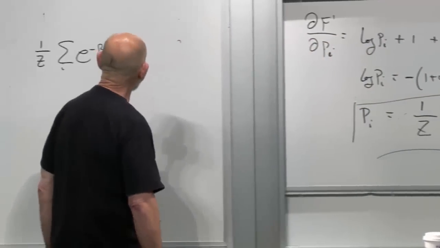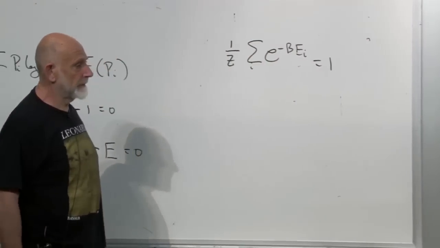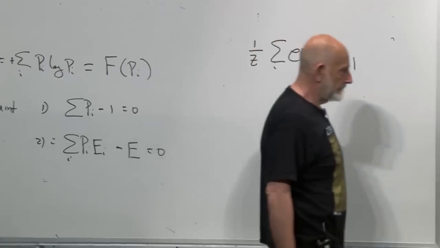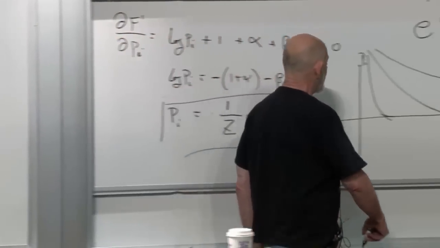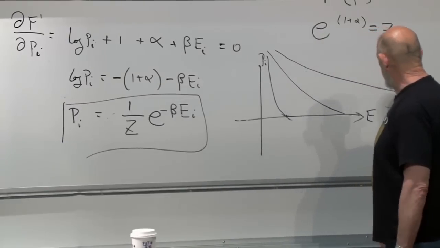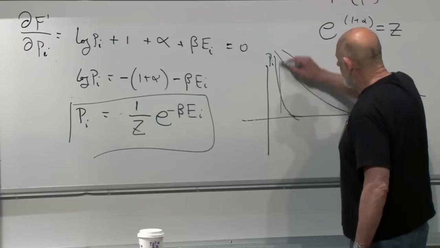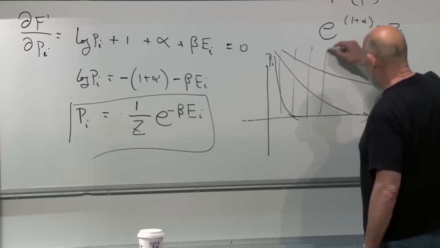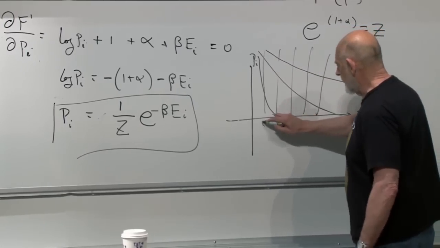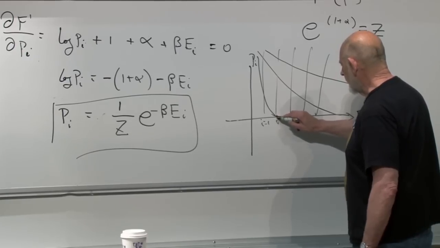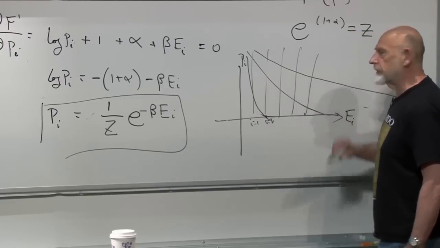Excuse me, question? I'm trying to understand your graph over there. On the vertical axis, that's a particular P sub I, is that correct? No, the vertical axis is E sub I. Okay, so there's a whole bunch of I's here. This is I equals 1, this is I equals 2, right, okay?